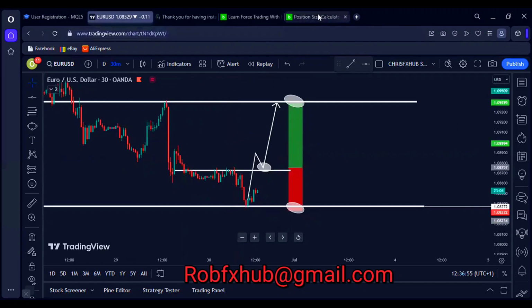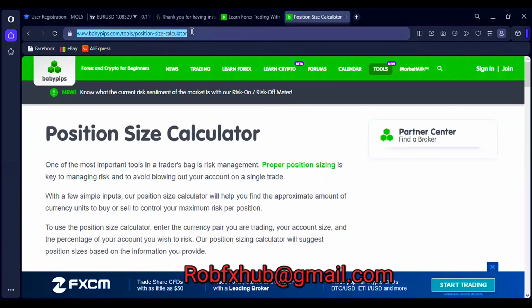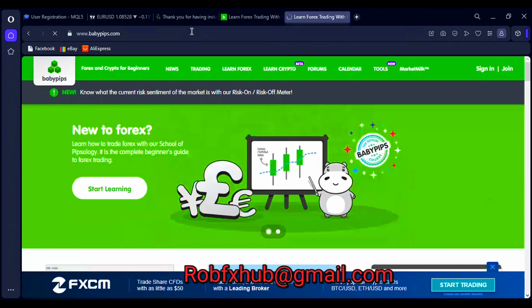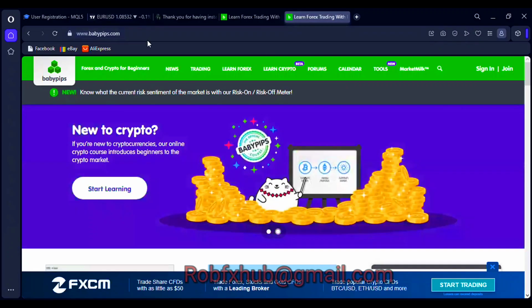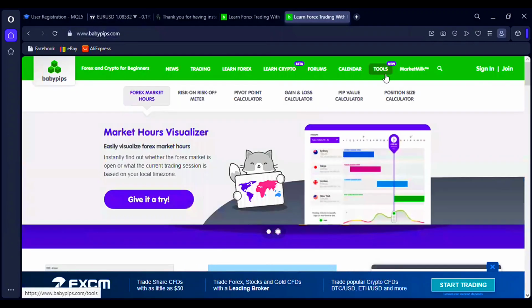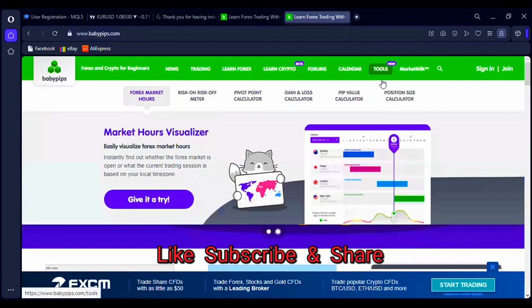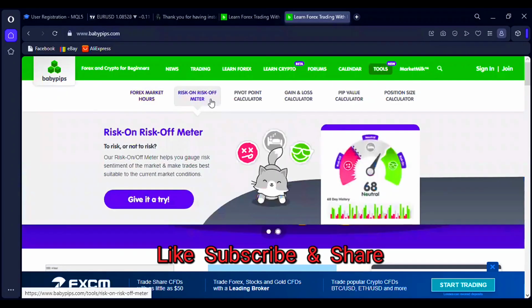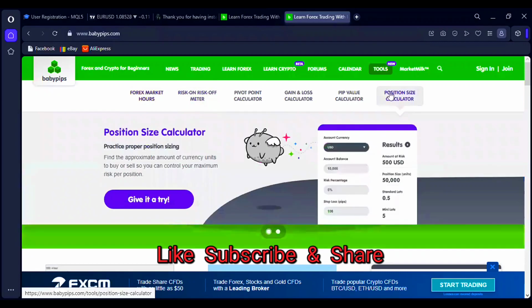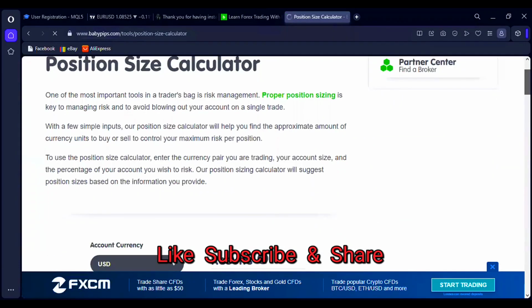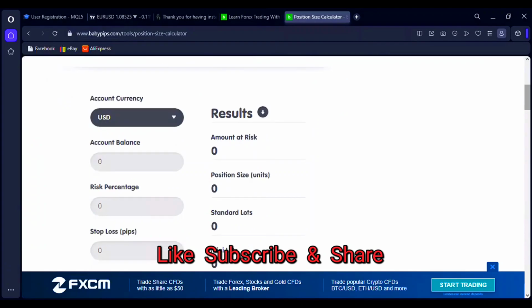You go to babypips.com. There are a lot of platforms you can use to actually calculate this, but I use babypips. That's what I've been using, so I recommend it to you also. If you log into babypips.com, you go to tools. Under tools, you will see Forex market hours, risk on, risk off. But what you will click is position size calculator. You click on it, it will take you to this page. Now you scroll down. This is where you input all your data.